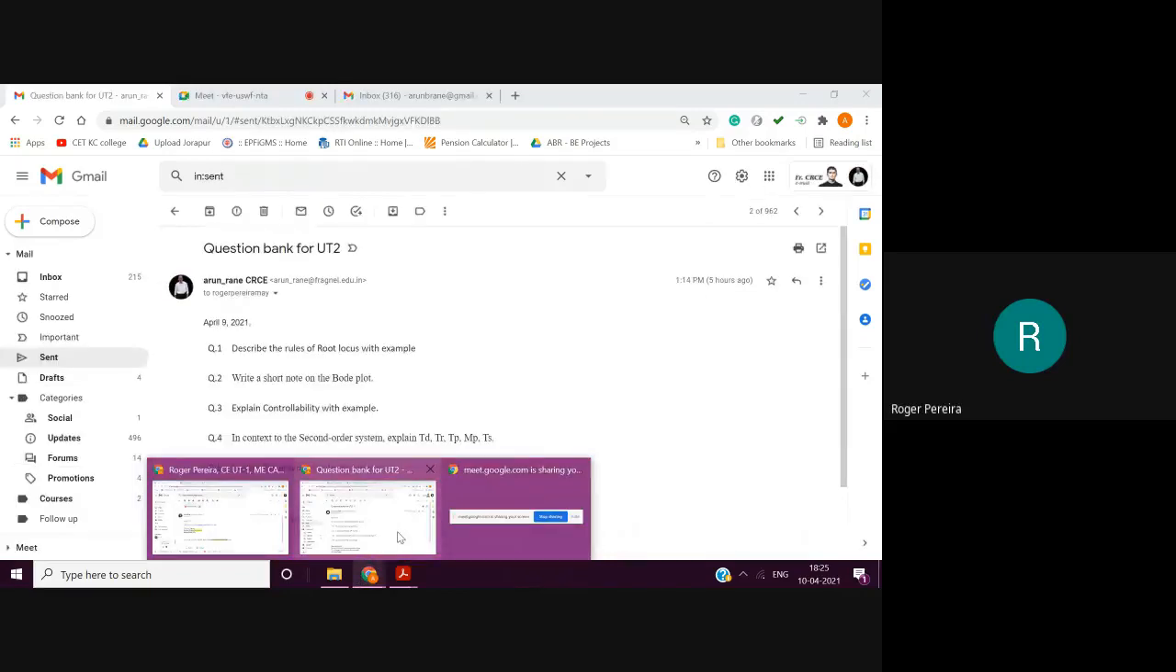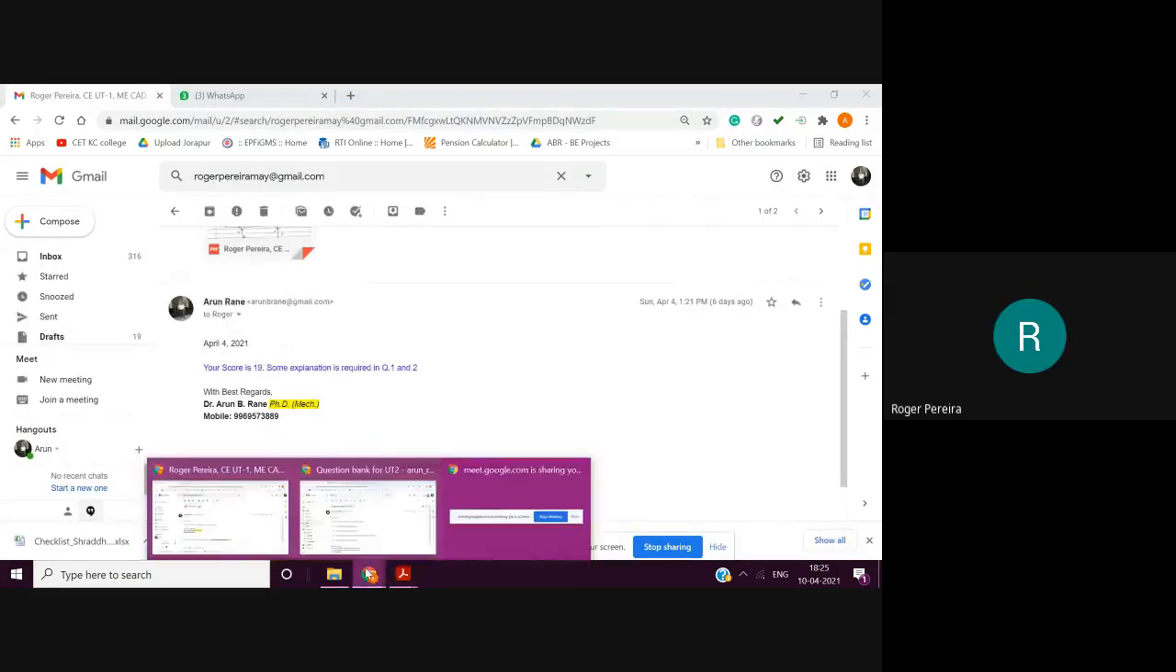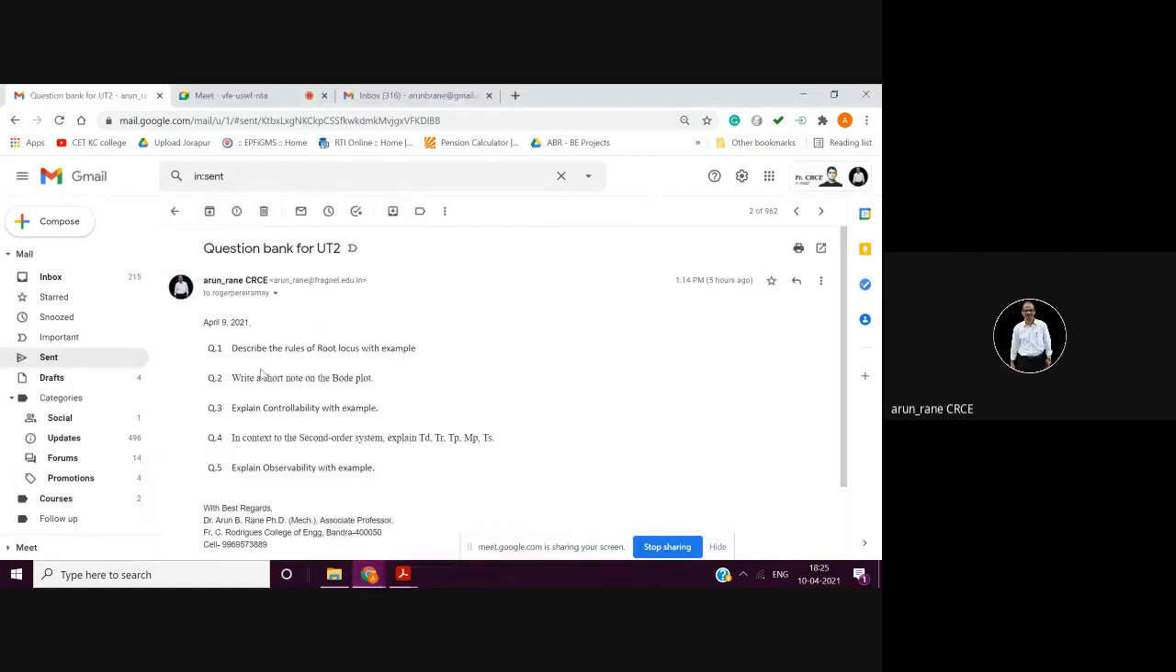No, sir. Thank you so much. So the question bank is different for UT2. For UT2, this is the question bank, and out of this I will ask the questions. Like now, rules of the root locus, you know, and controllability and observability. You have to go through all these questions once, and you have to see how comfortable you are, because you have 1 hour 15 minutes.